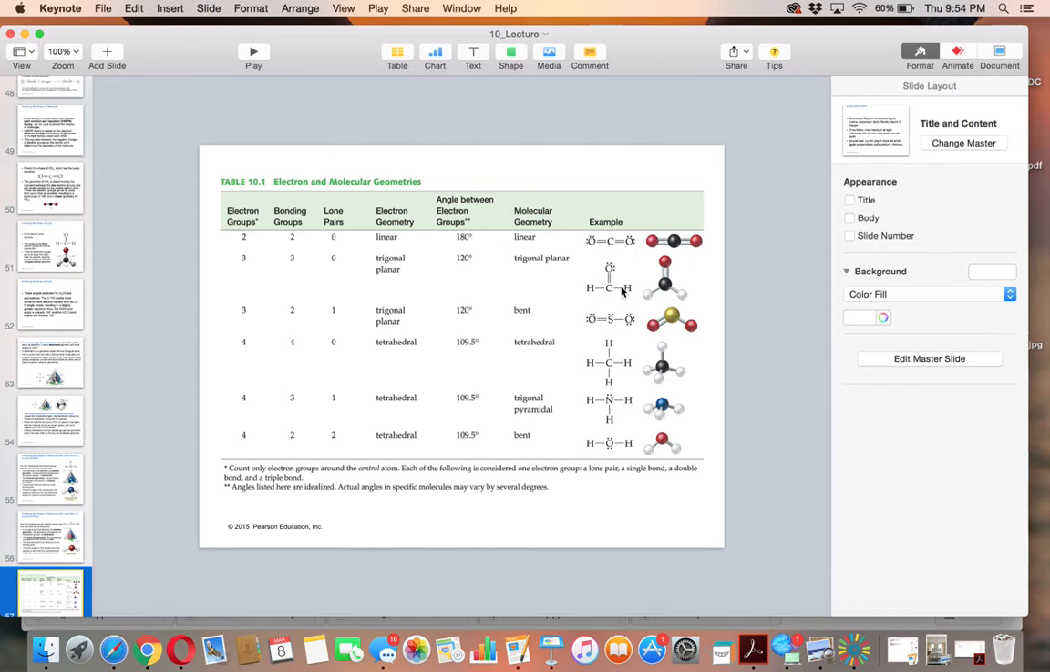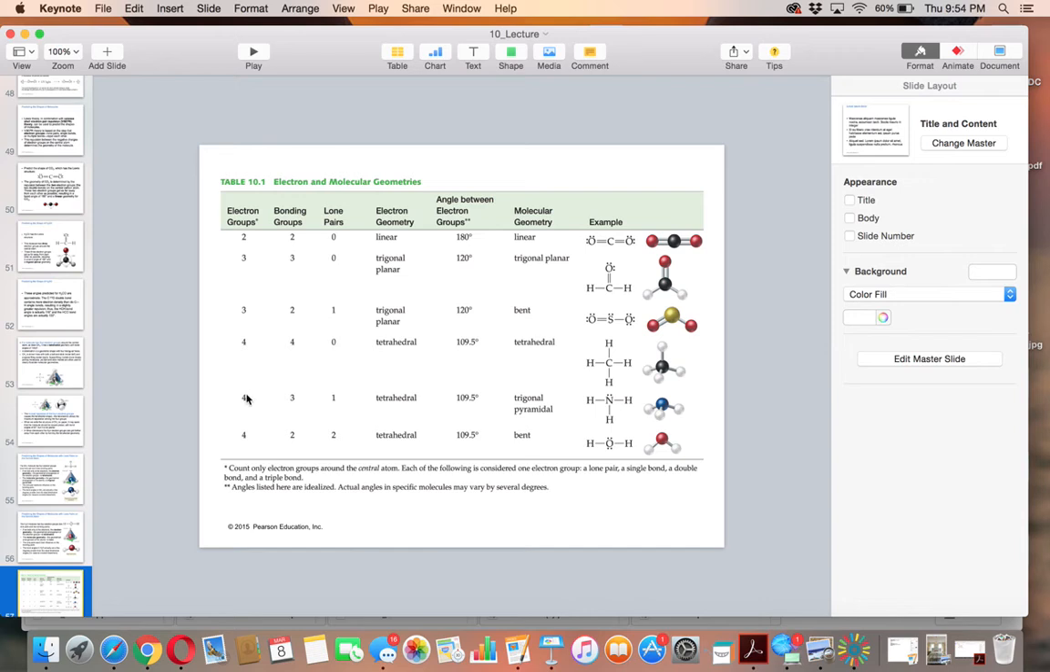This one, formaldehyde, has 3 electron groups. This one, which is actually SO2, has 1, 2, 3, because you count the lone pair, electron groups. Methane has 1, 2, 3, 4 electron groups. Ammonia, NH3, has 1, 2, 3, 4, because you count the lone pair, electron groups. Water has 1, 2, 3, 4 electron groups.